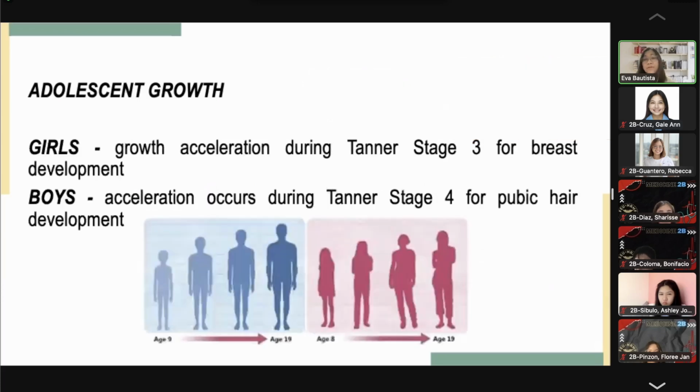Now, in adolescent growth, the females will have an earlier acceleration of growth because it occurs during the Tanner stage 3 of the breast development. And then this will be followed after a year or two by the growth acceleration of boys. And it's a little later because for the boys, it occurs during Tanner stage 4 of the pubic hair development.